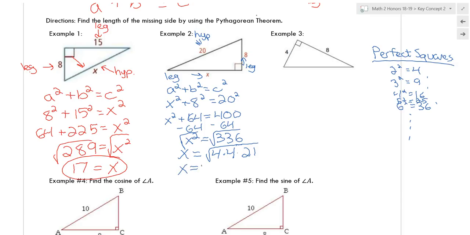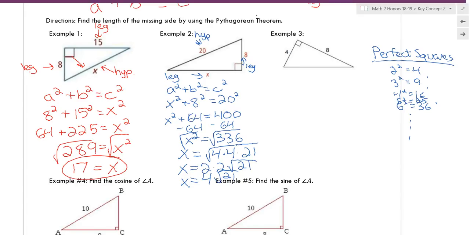So now the square root of 4 is 2, so it pops out. 21 doesn't have a square root. 2 times 2 is 4, root 21. So we do have to start simplifying these square roots, and we'll see more examples as we go on with these problems. Let's look at example 3.